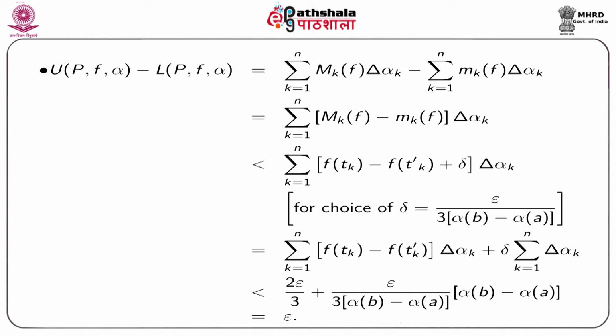And this is equal to sigma k equal to 1 to n mod f t k minus f t k dash delta alpha k plus delta into sigma k equal to 1 to n delta alpha k. This is again less than 2 epsilon by 3 plus epsilon by 3 into alpha b minus alpha a into alpha b minus alpha a, and this sum is equal to epsilon, and this shows that f satisfies the Riemann condition with respect to the integrator alpha.